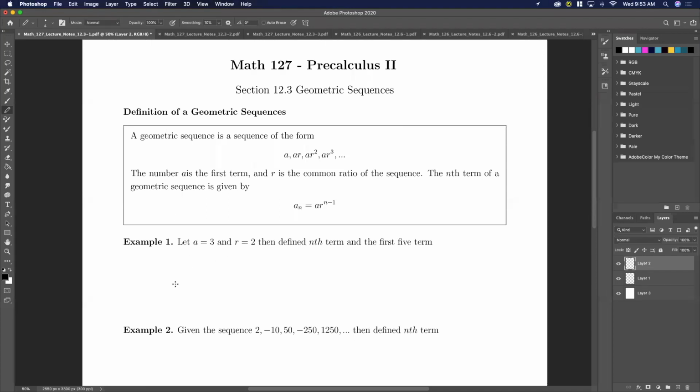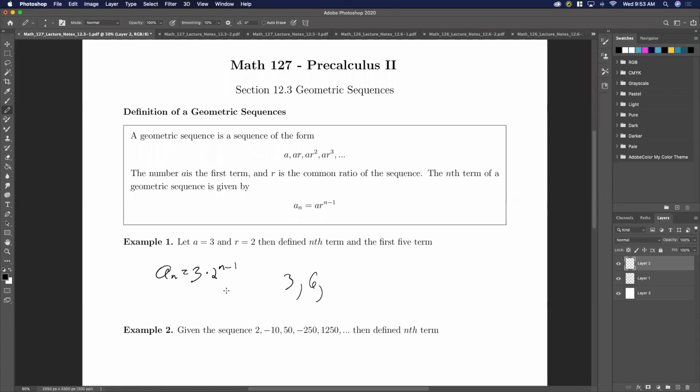All right, so let's actually just crunch through this. Let's mess with the formula for a second. If we have a equal to 3 and r equal to 2, define the nth term and find the first 5 terms. The nth term here would be 3 times 2 to the n minus 1. So my first term here would be 3. My second term would be 3 times 2, which would give me 6.